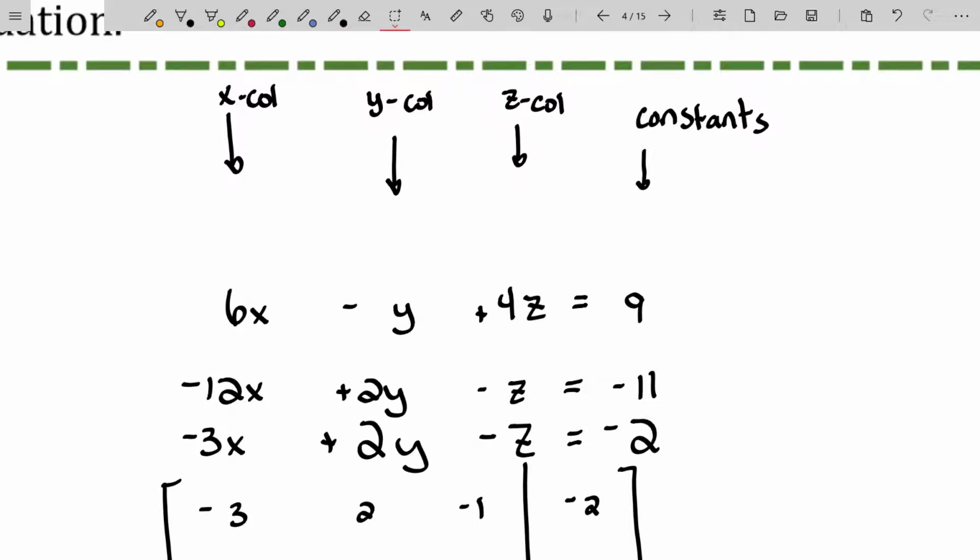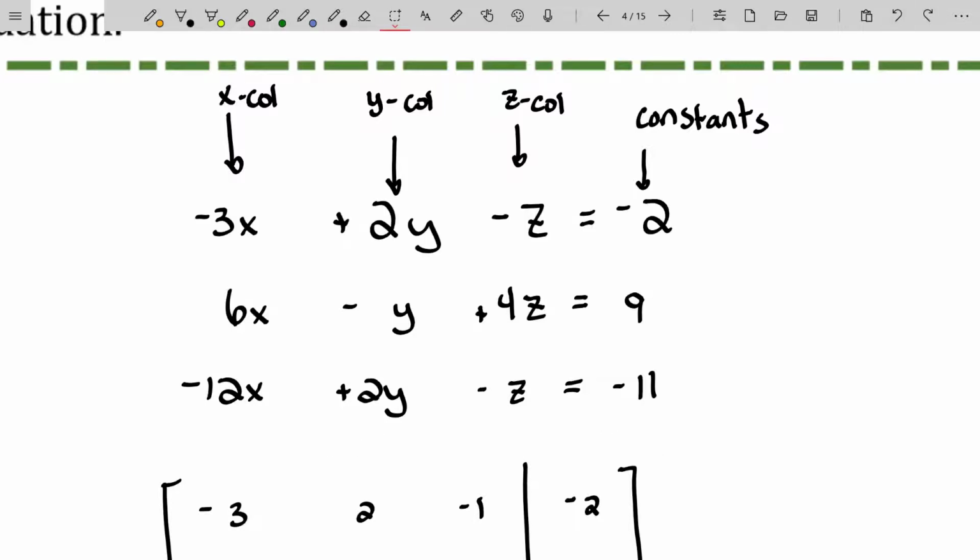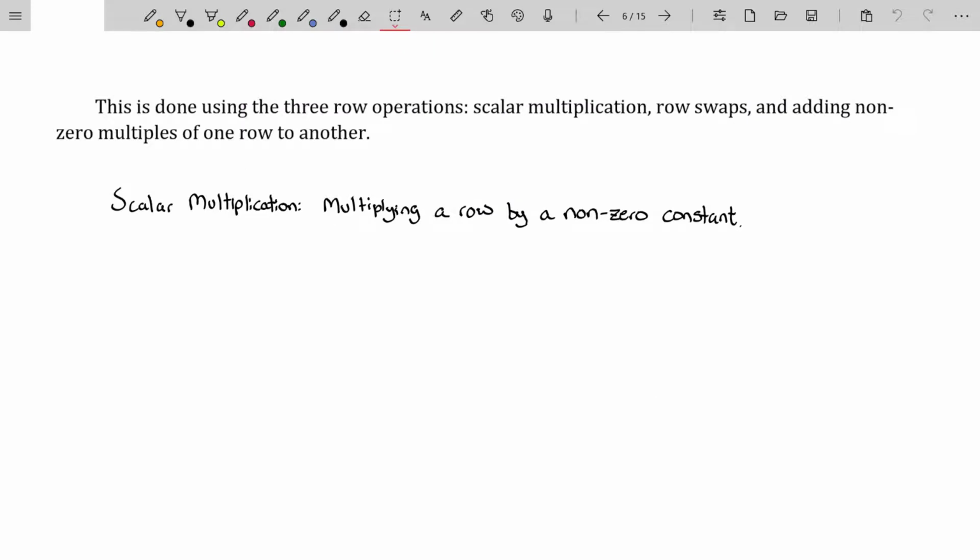So that is the basic idea of row swapping, is that you're allowed to swap rows within the augmented matrix as well. Now you might wonder why you would ever do that, and we might see examples of that as we move forward, because that can be very useful. It's probably one of the least common moves when solving using the Gaussian elimination algorithm, but it is still very useful at times. And then finally, adding non-zero multiples of one row to another.